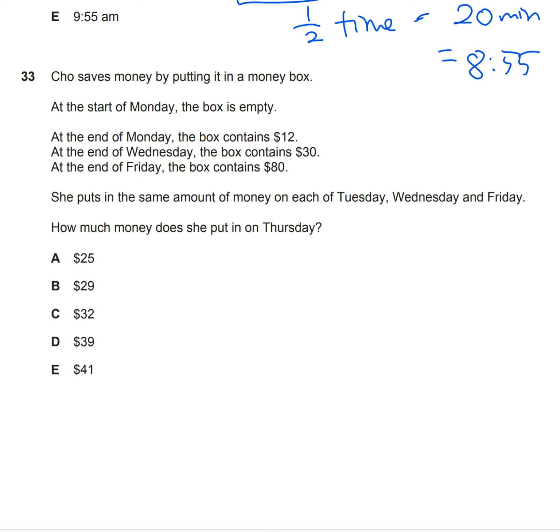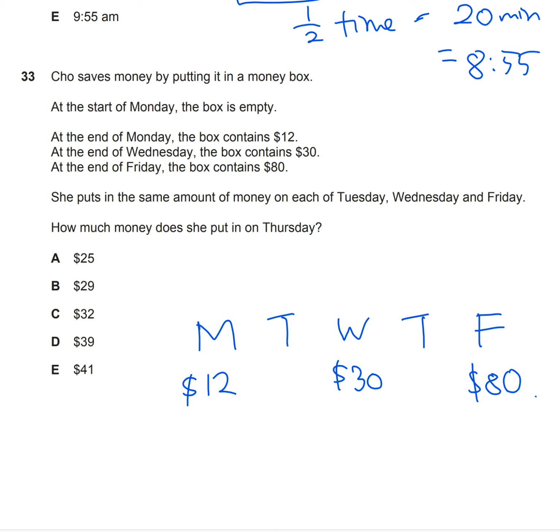Okay. So Monday, Tuesday, Wednesday, Thursday, Friday. We know that Monday we have $0, right? And then on Tuesday, so end of Monday we'll have $12. Okay, so we know that on Monday we added $12. At the end of Wednesday we have $30. And on Friday we have $80. Okay, so you can see that we've taken some gaps between Tuesday and Wednesday, and then Thursday to Friday, right?